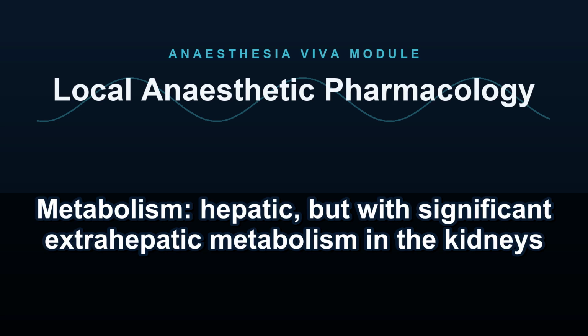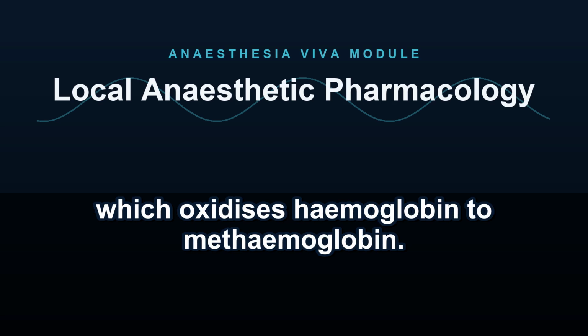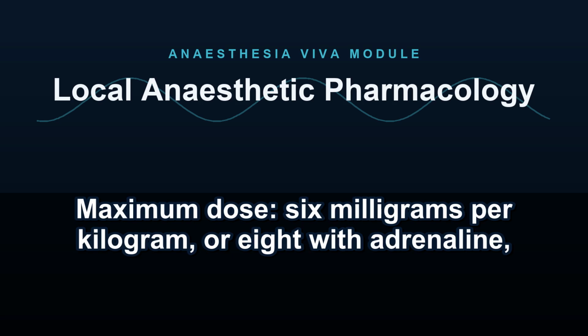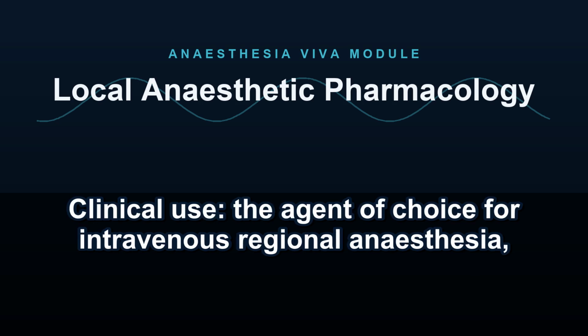Metabolism: hepatic, but with significant extrahepatic metabolism in the kidneys and lungs. Hepatic metabolism produces orthotoluidine, which oxidizes hemoglobin to methemoglobin. Maximum dose: 6 mg per kilogram, or 8 with adrenaline, with an absolute ceiling of 600 mg in an adult to mitigate methemoglobinemia risk. Clinical use.